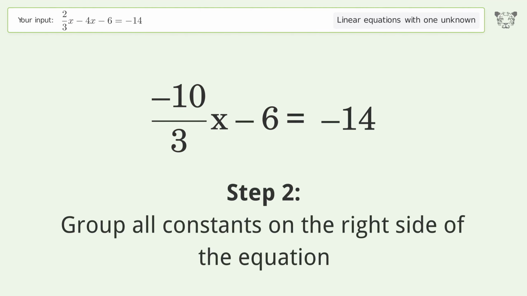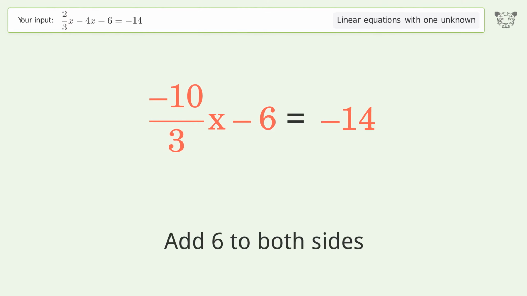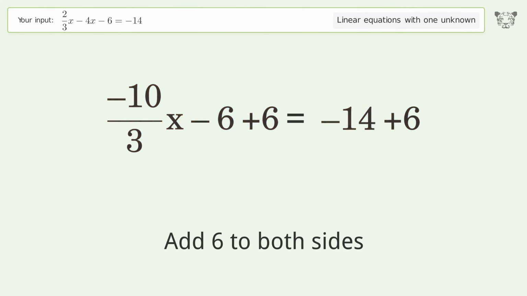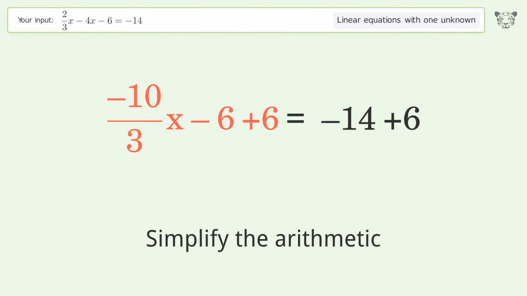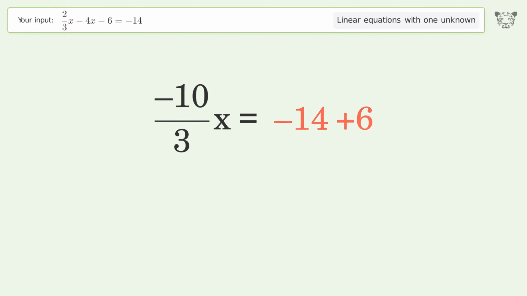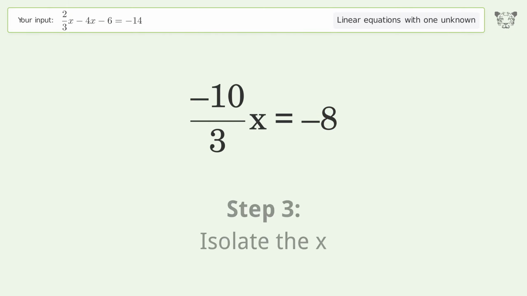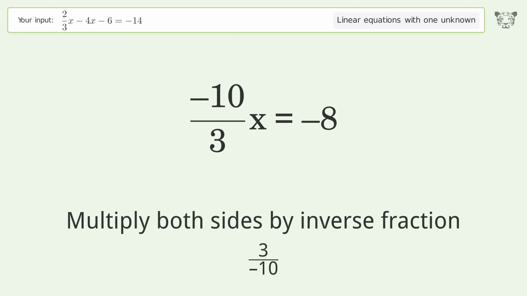Group all constants on the right side of the equation. Add 6 to both sides. Simplify the arithmetic. Isolate the x. Multiply both sides by inverse fraction 3 over -10.